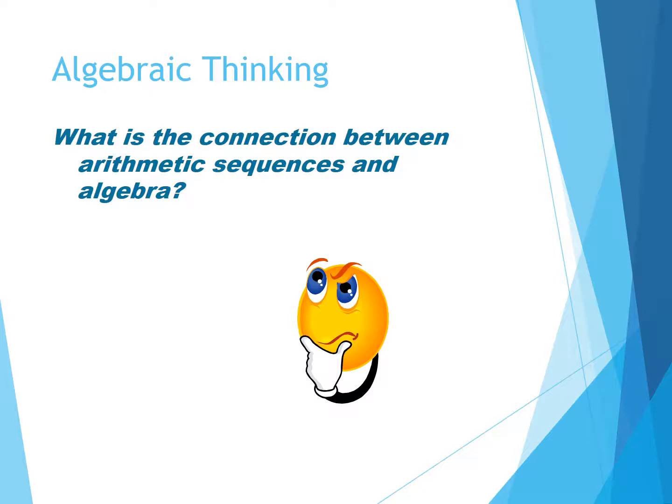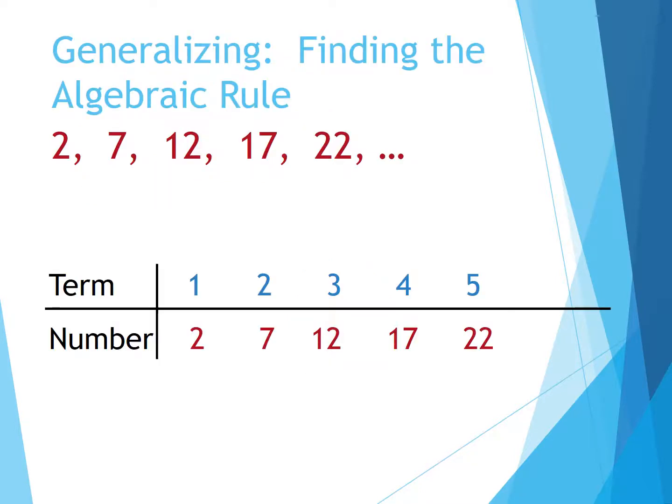So, if I want to think about the connection between arithmetic sequences and how I might express the terms in algebra, we're going to find an algebraic rule. So here's our arithmetic sequence we started out with, okay? And we know that the common difference here is what? 2 and 7, the common difference is 5, 5, 5, 5. So the next number should be 27. So this is the term. So the first term is 2, the second term is 7, the third term is 12.